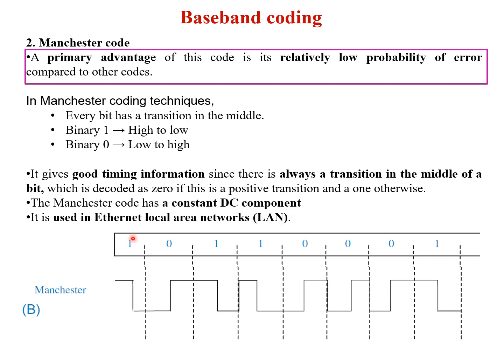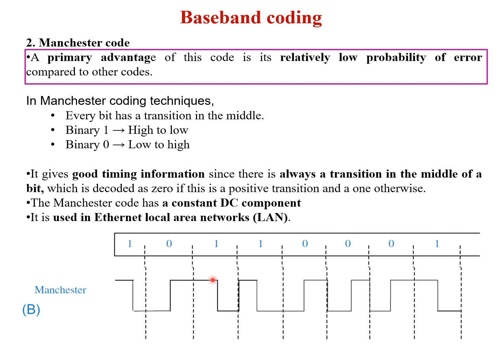So here is the given data, 10110001. Let us see how ones and zeros are represented in Manchester. How do you represent 1 in Manchester? Binary 1, high to low, or positive to negative. Then binary 0, low to high, or negative to positive.